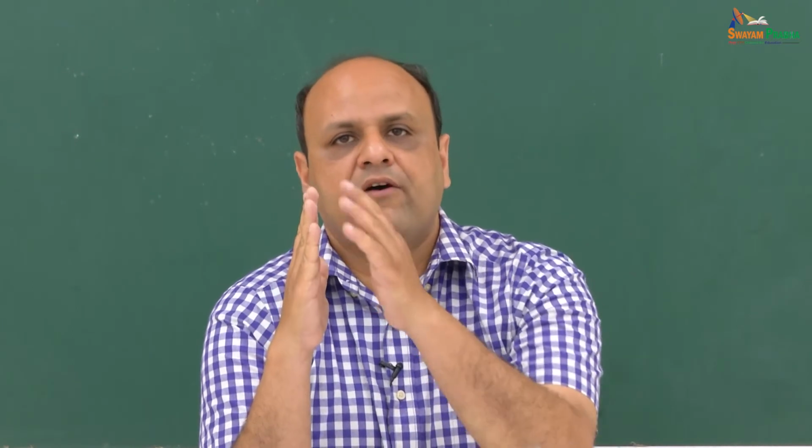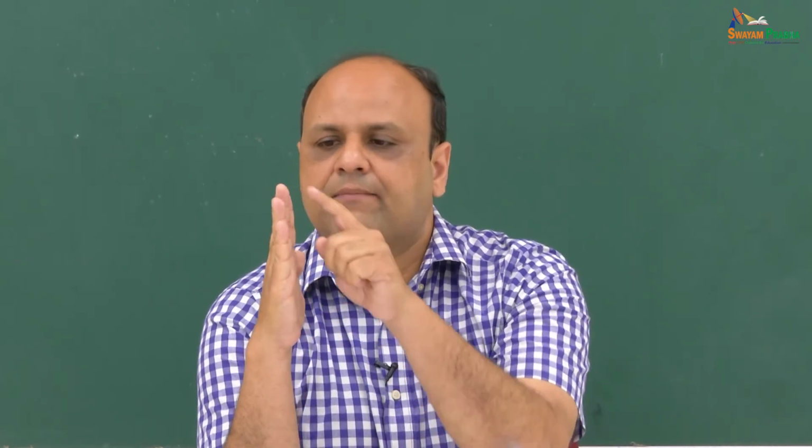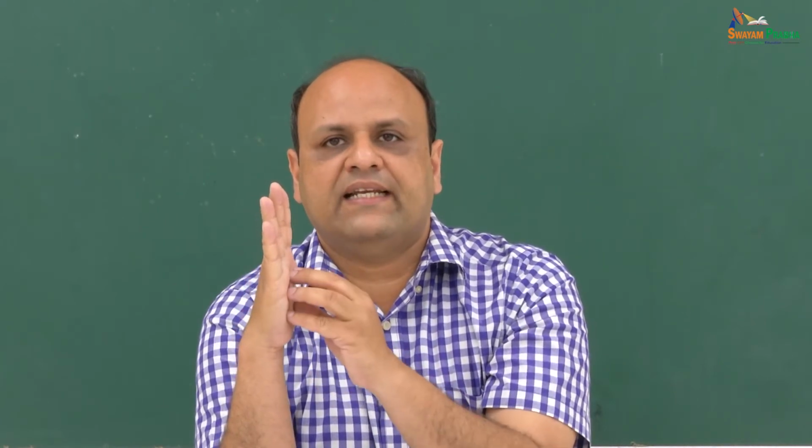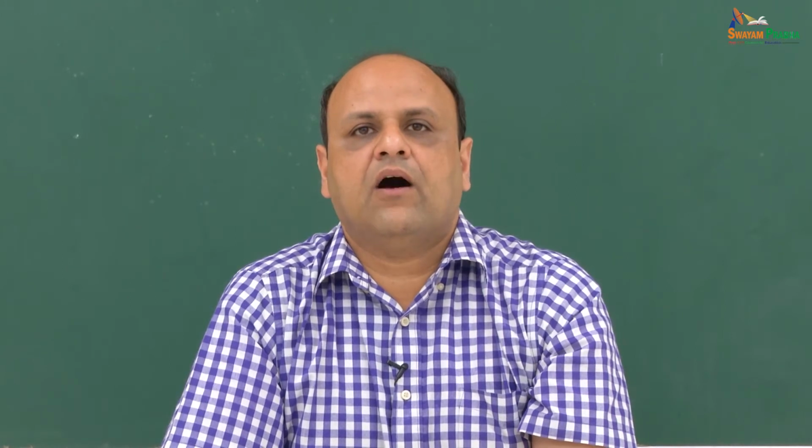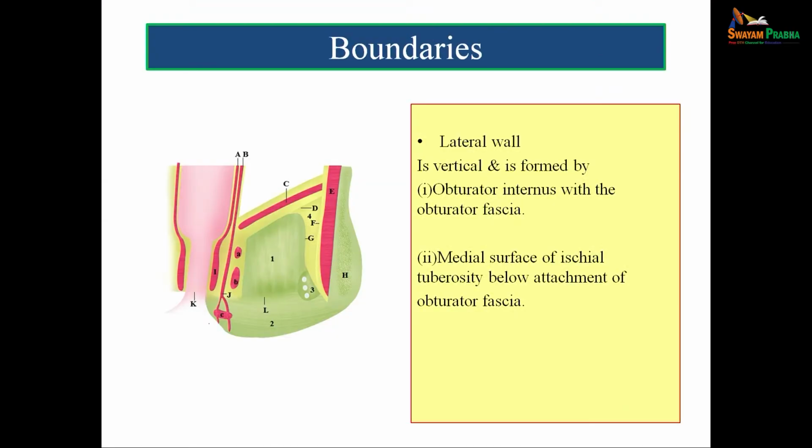This is the coronal section in relation to the ischioanal fossa, and you are seeing the lateral wall of the ischioanal fossa. Above you find the obturator internus. My fingers represent the obturator internus, while my palm represents the ischial tuberosity. In this figure, E represents the obturator internus, and the portion lying below it, the green colored portion below the red colored portion marked by H, represents the ischial tuberosity.